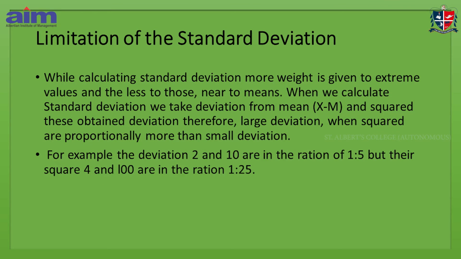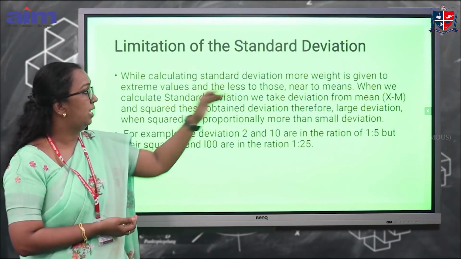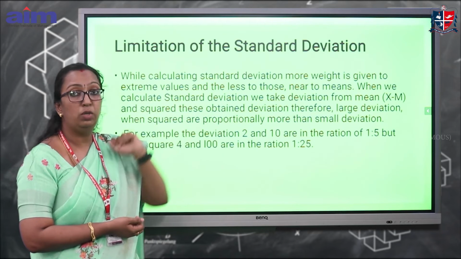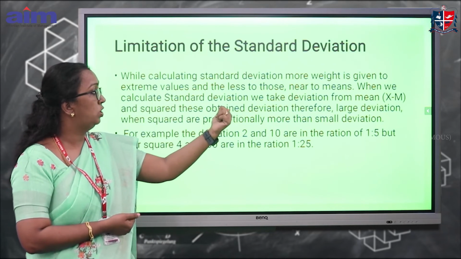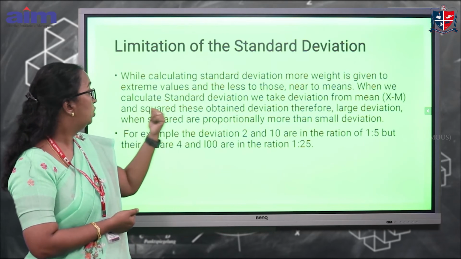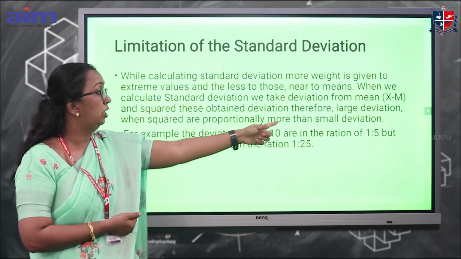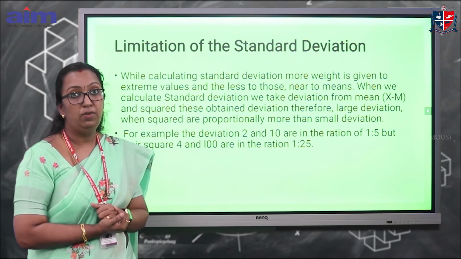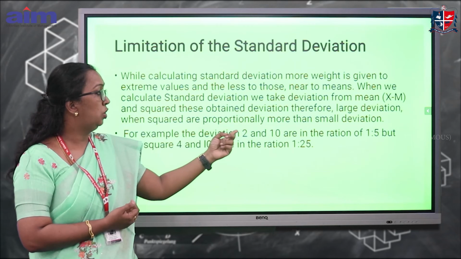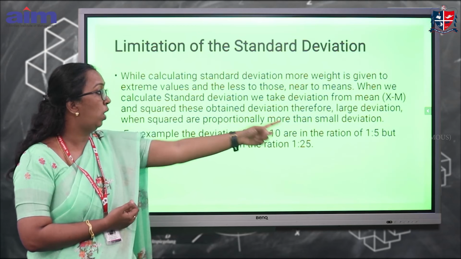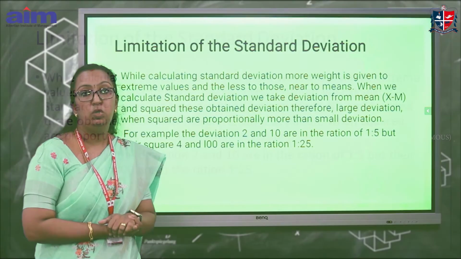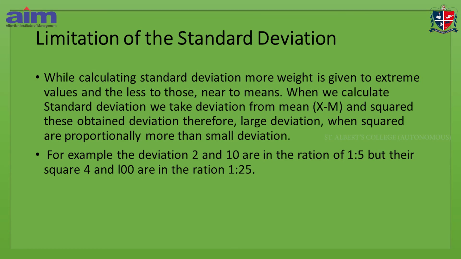So what are the limitations of standard deviation? While calculating standard deviation, more weight is given to extreme values and less to those near the mean. When we calculate standard deviation, we take deviations from the mean and square these obtained deviations, therefore large deviations, when squared, are proportionally more than small deviations. For example, the deviations 2 and 10 are in the ratio 1:5, but when squared, 4 and 100 are in the ratio 1:25. So this is one limitation of the standard deviation.